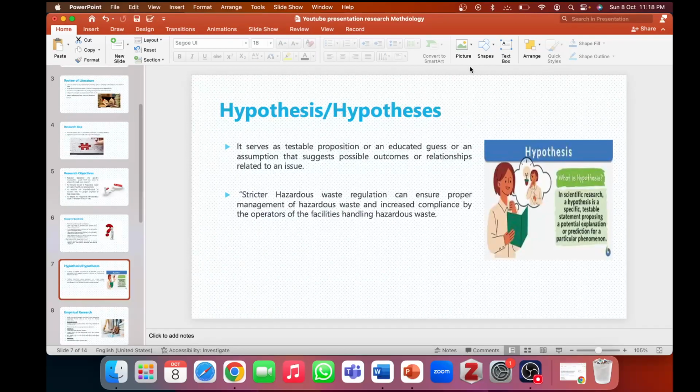After research questions, next important step is writing hypothesis. So if you have one hypothesis, you write it with SIS, and if you have more than one, you use it in plural. This is common mistake committed by the students writing the spellings of hypothesis or hypotheses. So what is hypothesis? It is a testable proposition or an educated guess or an assumption that suggests possible outcomes.